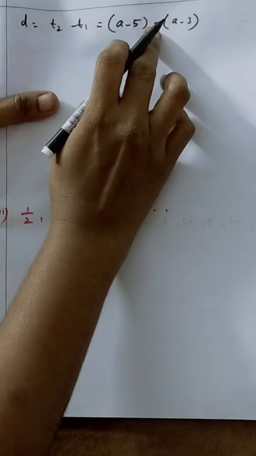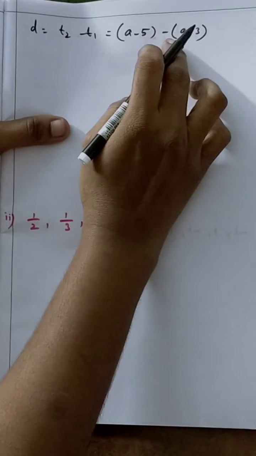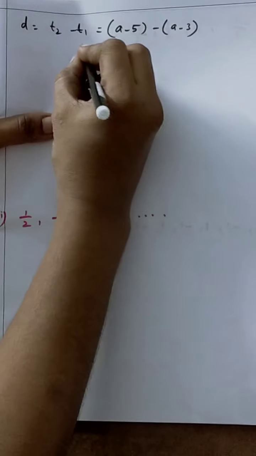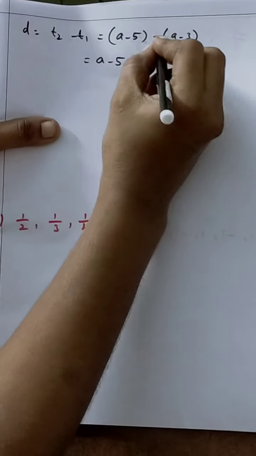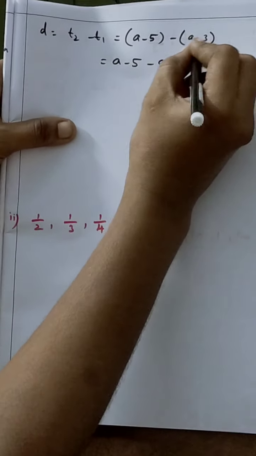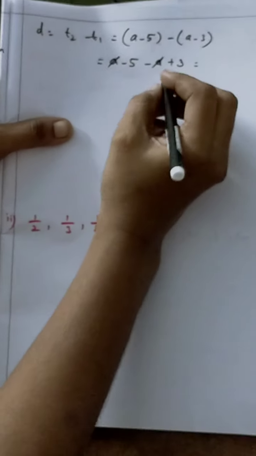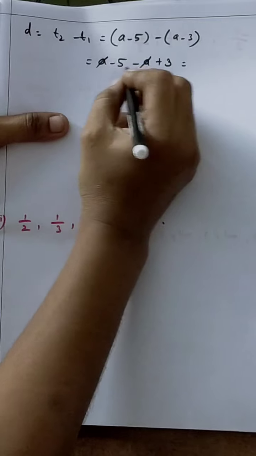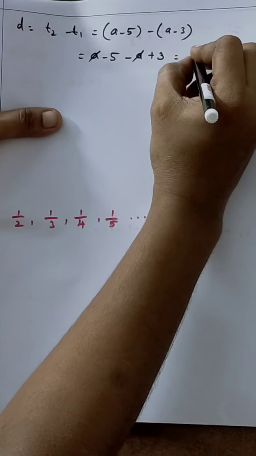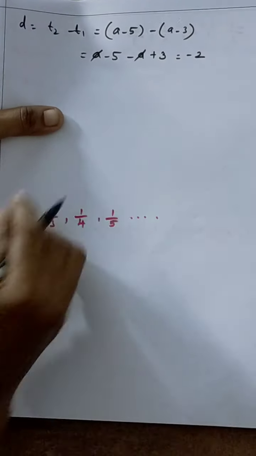Okay, the bracket has a minus outside, which means all the elements inside the bracket also change sign. So write a minus 5, then minus a, and minus into minus is a plus. So minus a plus a directly cancel. Minus 5 plus 3 equals minus 2, with the bigger number's sign, so it is minus 2.